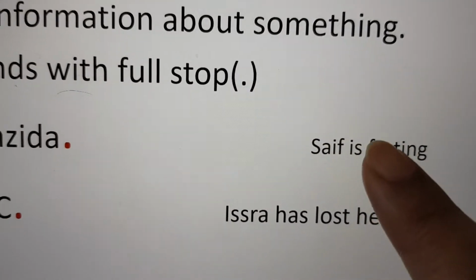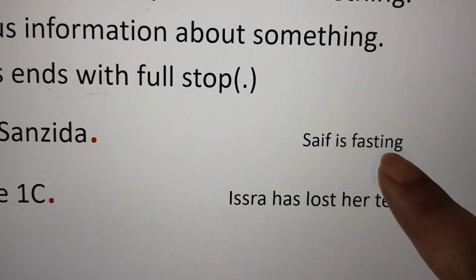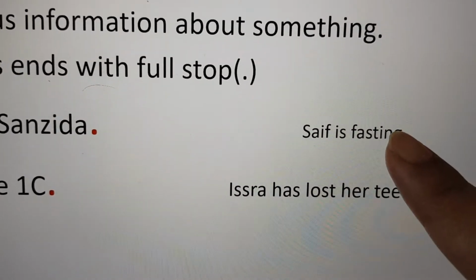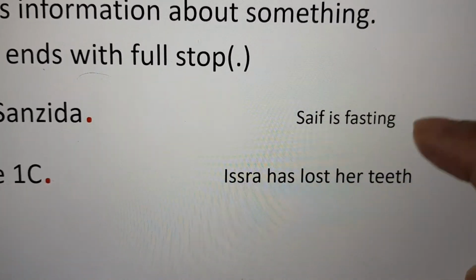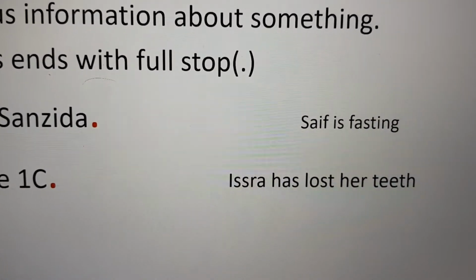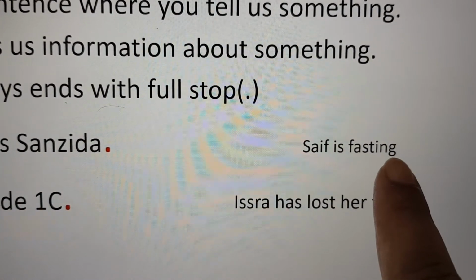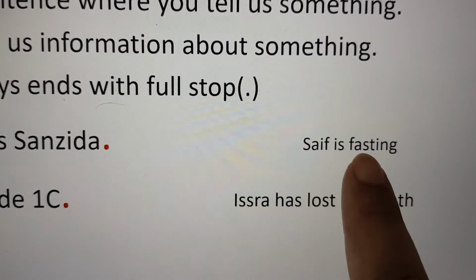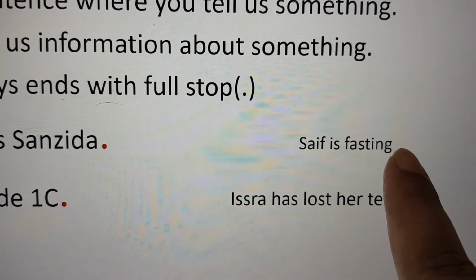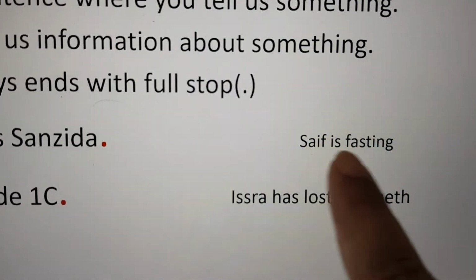See, here are some sentences. Saif is fasting. But see, here is a mistake. Can you tell me what is the mistake in this statement? Here is no full stop. We have to put a full stop at the end of this statement. Otherwise, it is a mistake.